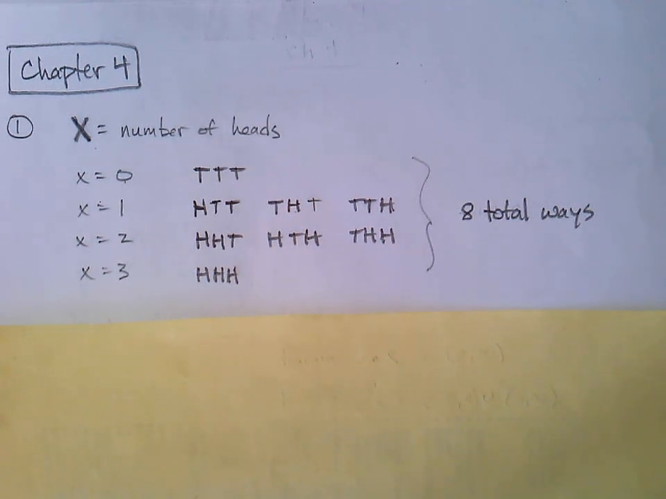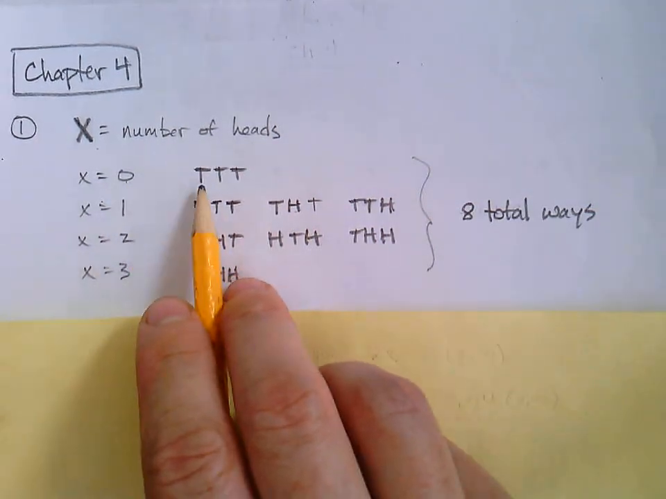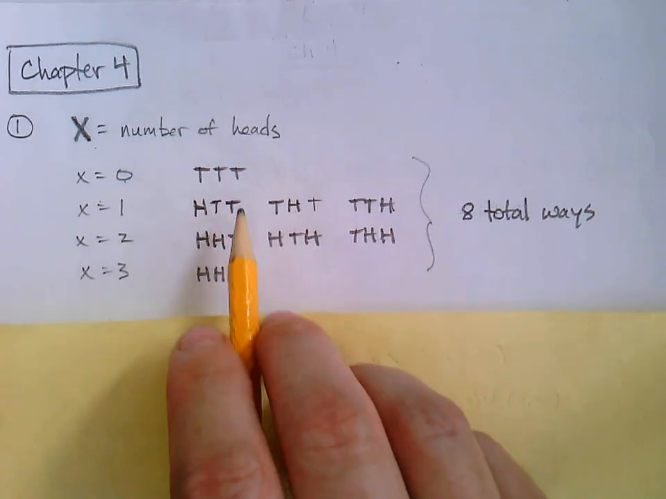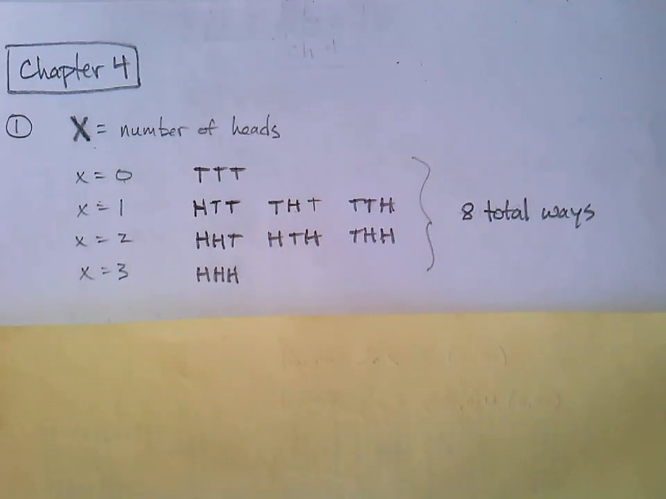So when we toss the 3 coins, we need to think like there's a coin number 1, a coin number 2, and a coin number 3. So our first toss here, all 3 coins came up tails, right? We've got 0 heads. So tail, tail, tail. Coin number 1, coin number 2, coin number 3. There's only one way that can happen.